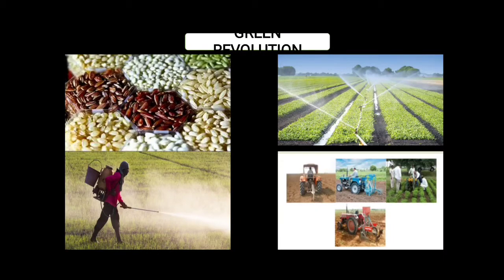Use of machines like tractors for plowing the land, as well as introducing new machines in order to sow the seeds as well as harvest the crops. So these were introduced. As well as with the Green Revolution, agricultural institutes and agricultural universities were set up in India in order to research and bring a transformation in the Indian agricultural system.